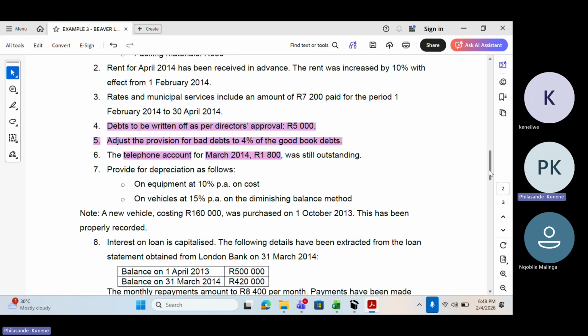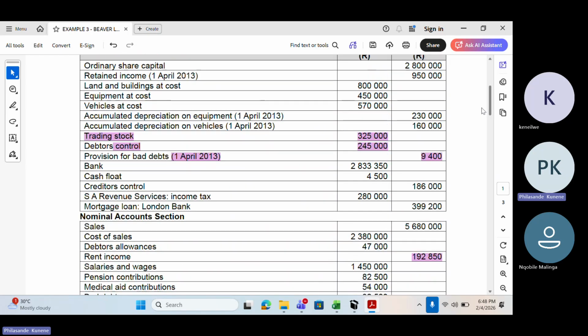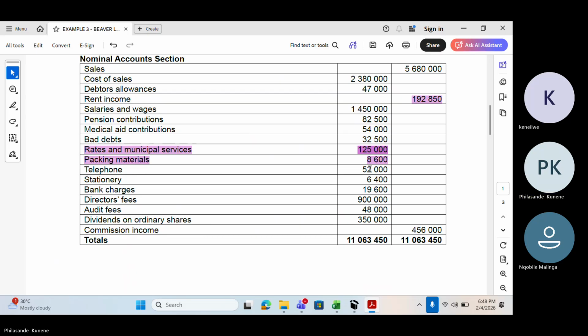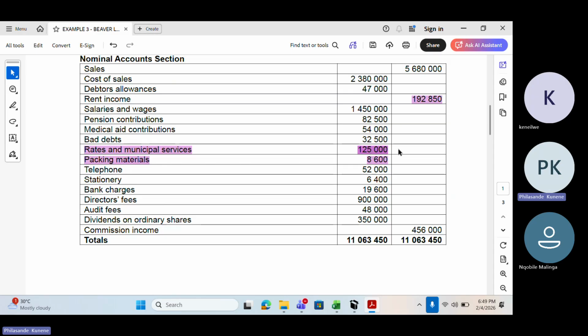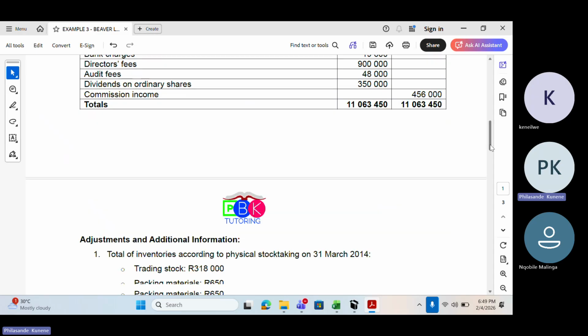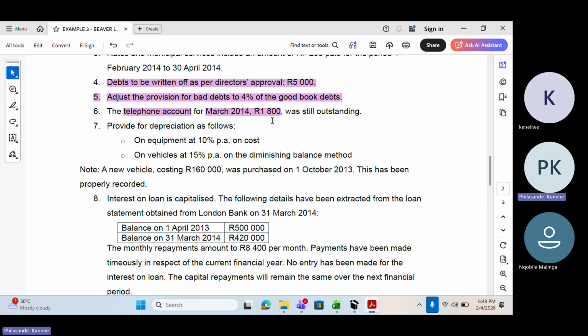So the amount that is sitting on the trial balance, how much is it? Let's go and see. For the telephone, we have 52,000 rands. I'll go to my income statement telephone, and I need to say plus, because there was 1,800 outstanding, right? Which means now I'm going to end up having 53,800. Okay, that's how we deal with the transaction. But now, when it comes to the balance sheet, how do we deal with this transaction? Take us to the balance sheet now.